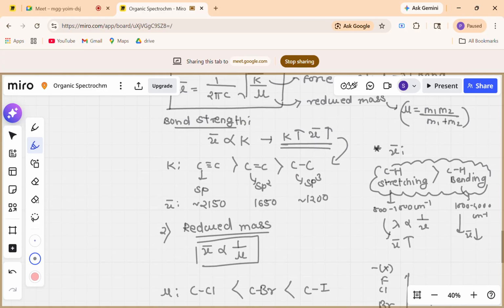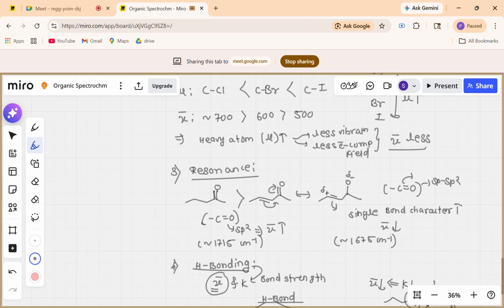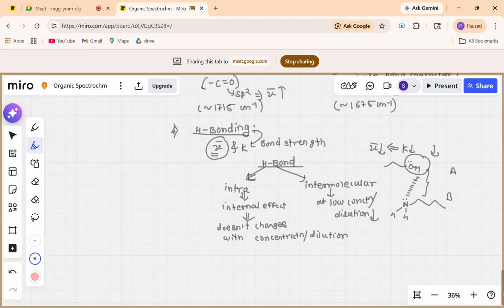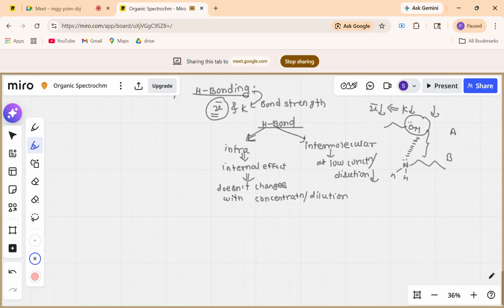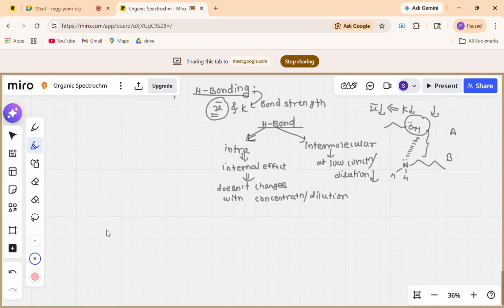Okay, so now we will move forward. Keep these factors in mind. We will see some PYQs or some questions in which we are using the same concepts, like how the force constant, the reduced mass, also the resonance is going to affect your stretching frequency value, and also the hydrogen bonding.